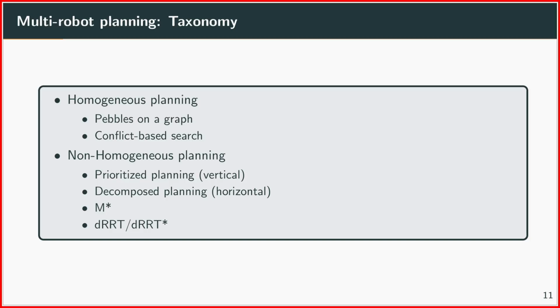And today I want to go more into detail about homogeneous and non-homogeneous planning, because these are basically the main topics for motion planning. For homogeneous planning, I want to talk about pebbles on a graph, which is a very nice reduction, and then I want to talk about conflict-based search and how we can solve this. And then for non-homogeneous planning, I want to show you two approaches, one prioritized planning, one decomposed planning, and then we will look at two algorithms, M-star and dRRT-star, which I would say are the most influential ones in multi-robot motion planning when the robots are not equivalent.